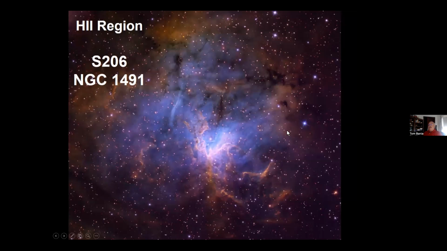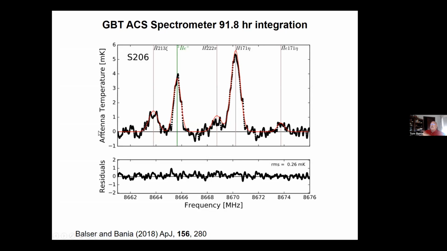So here's S206, one of the H2 regions that we were studying because we thought it was simple enough to model, we being Dana Balser and I. And here is the result of the GBT ACS spectrometer observations of S206. Now in frequency, not in channels, at the bottom. And let me be very clear, those red lines are not a fit to the dotted lines, which are the data. Those red lines are the predicted spectrum from Balser's nebula modeling code. And the bottom, of course, is the residuals between the model and the data.